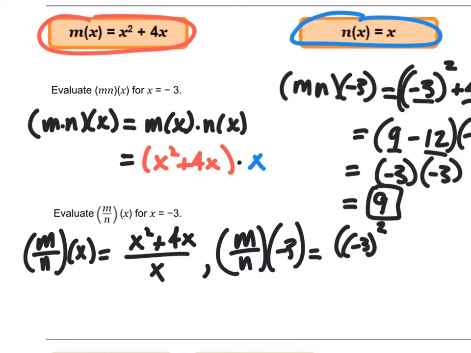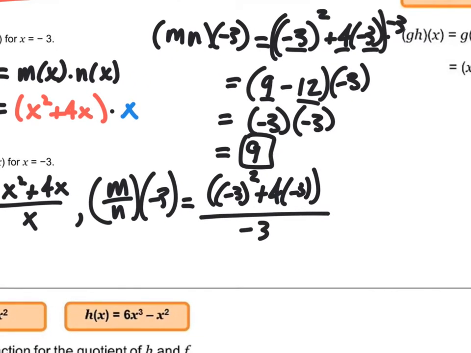Negative 3 squared plus 4 times negative 3, all divided by negative 3. Let's evaluate that. We've already done negative 3 squared plus 4 times negative 3. That gives us 9 minus 12, which is negative 3. So in my numerator, we're going to get negative 3. Then we divide that by negative 3, and this gives us a value of 1.